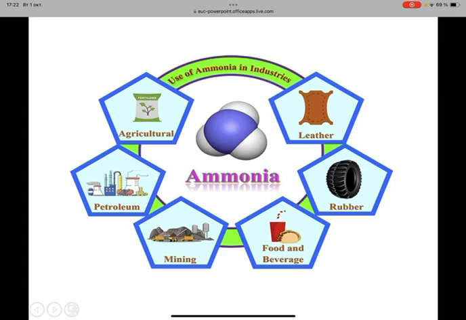And what is ammonia used for? About 80% of the ammonia produced by industry is used in agriculture as fertilizer. Ammonia is also used in the manufacture of plastics, textiles, and other chemicals.